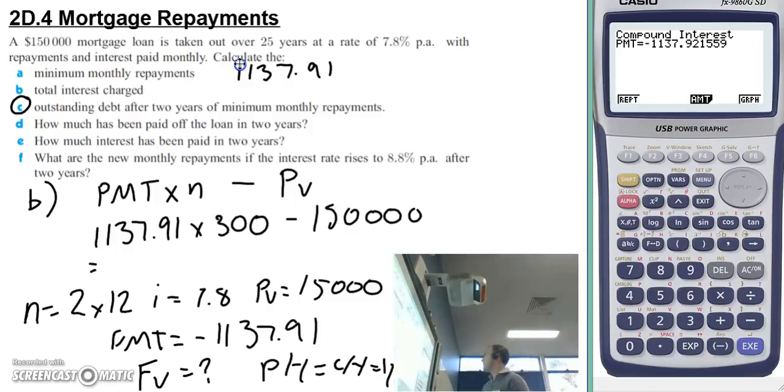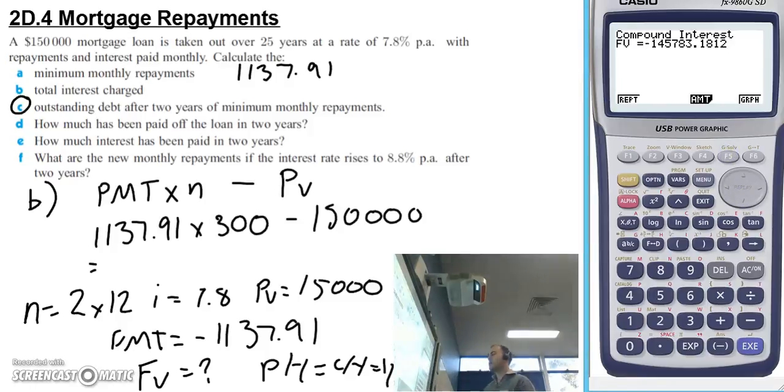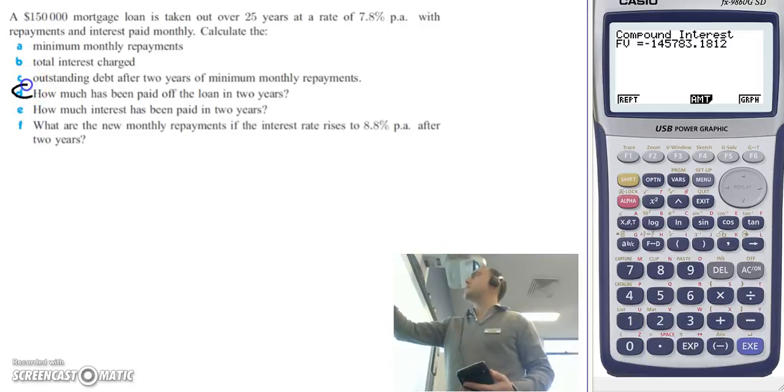P/Y and C/Y are both 12. So I pop that back into my calculator, just changing N to 24. I know that I'm starting with 150,000, but instead of paying it all off, I want to find the future value. So the future value is just there, $145,783.